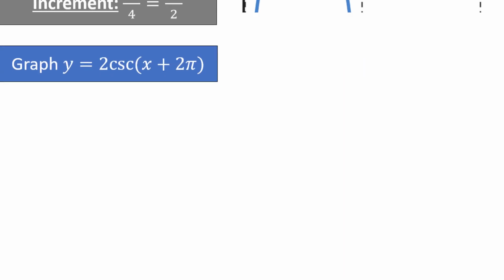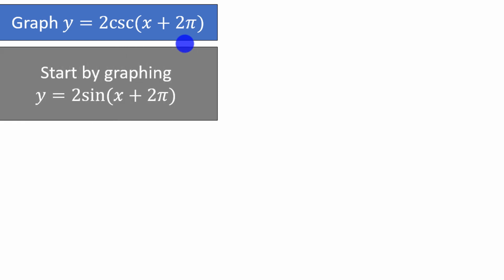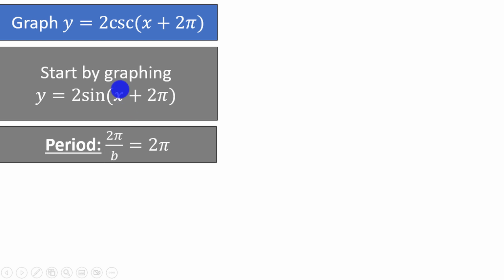Let's try this one. We are asked to graph y equals 2 times the cosecant of x plus 2 pi. Just like last time, let's start by graphing the corresponding reciprocal function, which is y equals 2 times sine of x plus 2 pi. The period is 2 pi divided by b, but we don't have a value for b multiplying x, so the period is just going to be 2 pi.